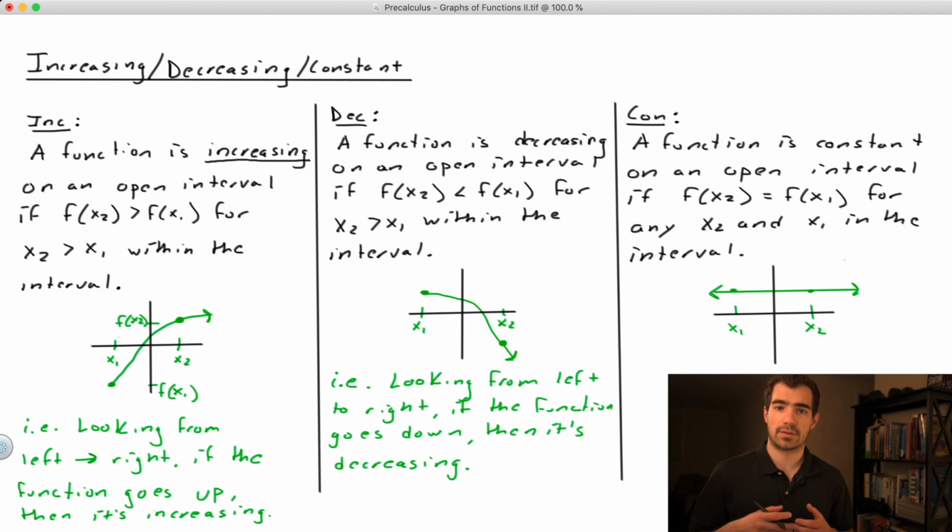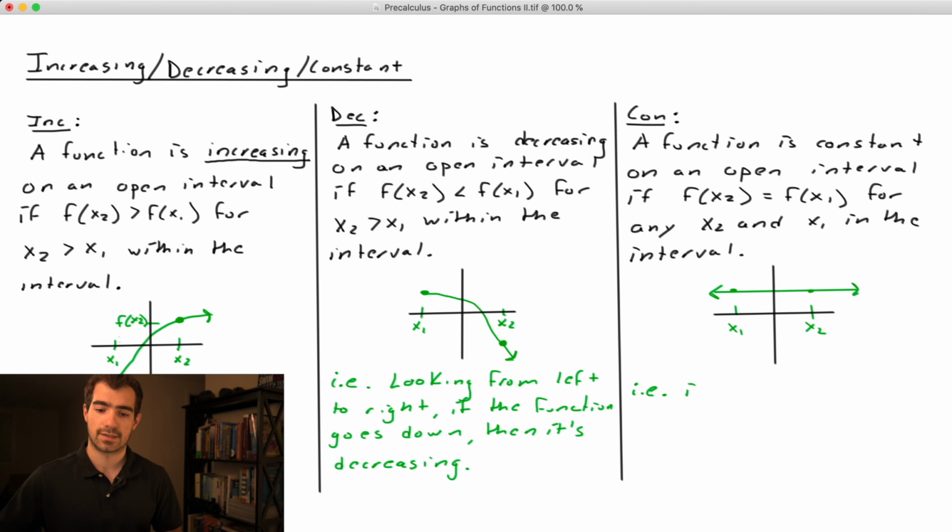So increasing would be represented by a function that goes up as we look from left to right. A decreasing function would be represented by a function that goes down from left to right. And a constant function is one that just stays the same. In other words, is flat or stays the same.